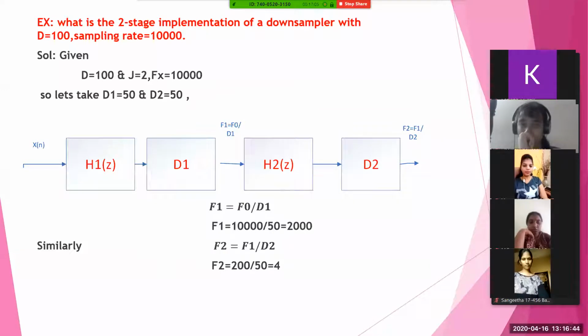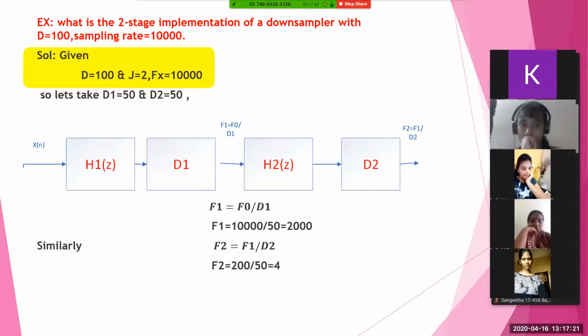Now, here is one example. Here I have a two-stage implementation. I would like to implement a decimator using a decimation factor of 100. Since 100 is a very large number, I would like to divide it into two parts. So what I'm doing here is that I have D, which has been given to us, the decimation factor 100, and J is the number of stages.